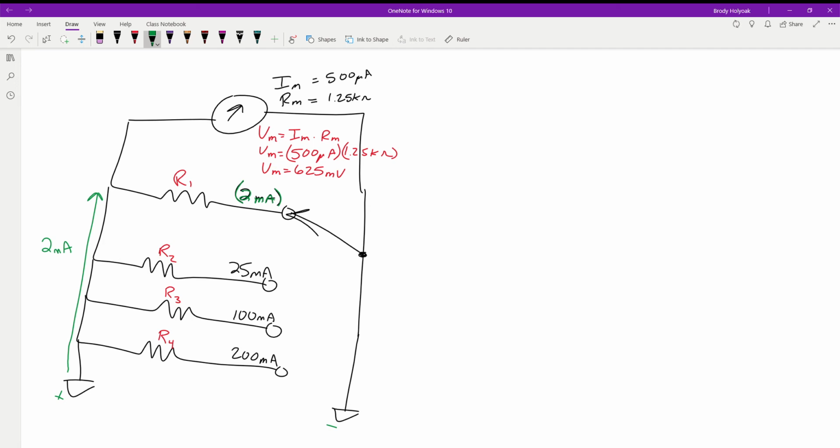How much current do we want to go up into the meter? 500 microamps. So if we have 500 microamps, how much current has to go through our shunt resistor? 1.5 milliamps. So now, how can we calculate what this resistor value needs to be?